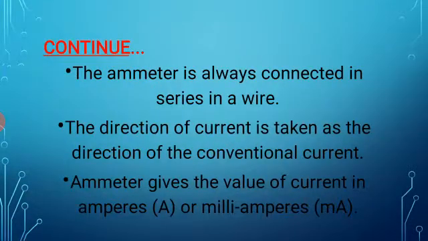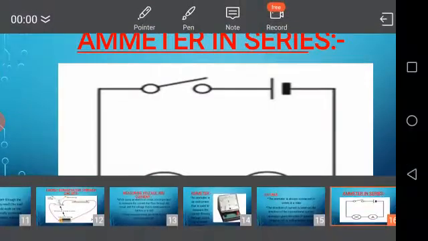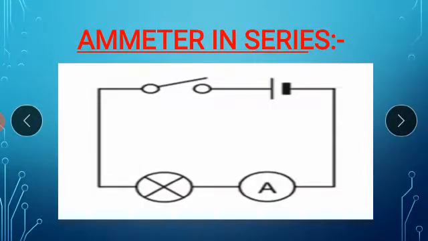Ammeter is always connected in series in a wire, and ammeter gives the value of current in amperes or milliamperes. You can see here, this is the symbolic representation of a circuit, and you can see here that ammeter is attached in series in the circuit.